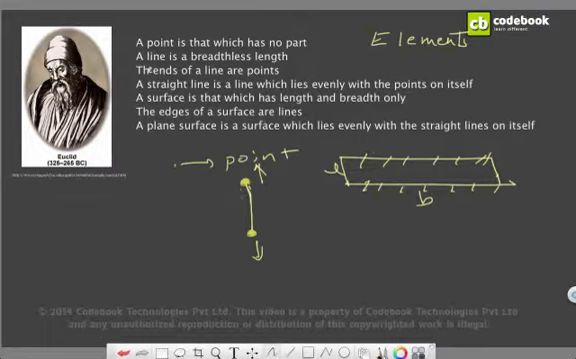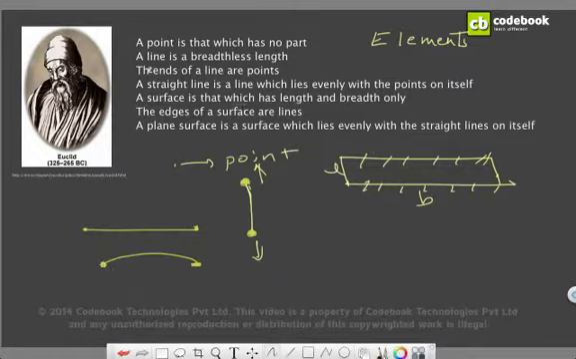The fourth one states that a straight line is a line which lies evenly with the points on itself. Let's assume A and B are 2 points. What Euclid is saying is a straight line will lie evenly with the points on itself. So those 2 points would be on the line and the line would be even. So if we had something like this, if you observe, this is not an even line. So this is not a straight line.